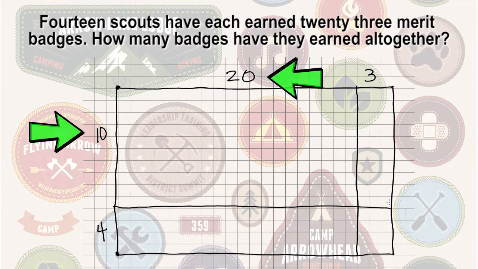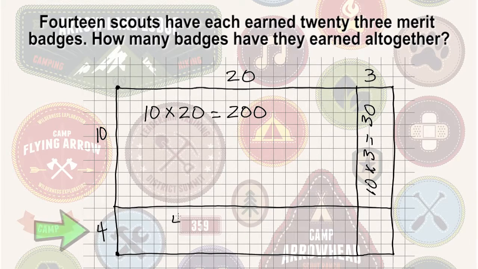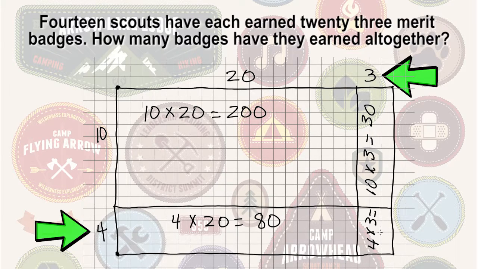Multiply the width and length of the upper left section, which is 10 times 20 equals 200. Write the equation in the box. Then multiply the dimensions of the upper right section. 10 times 3 equals 30. Write that equation in the corresponding box. Now multiply 4 times 20 and write the equation 4 times 20 equals 80 in the lower left box. Finally, multiply 4 times 3 equals 12 for the total number of squares in the last box.